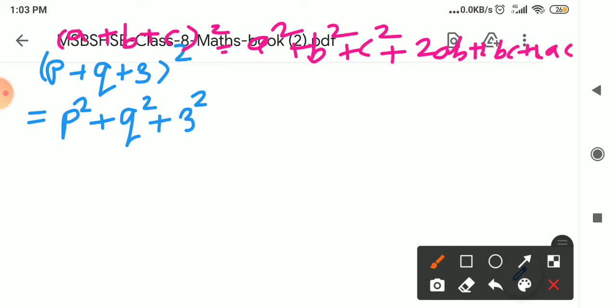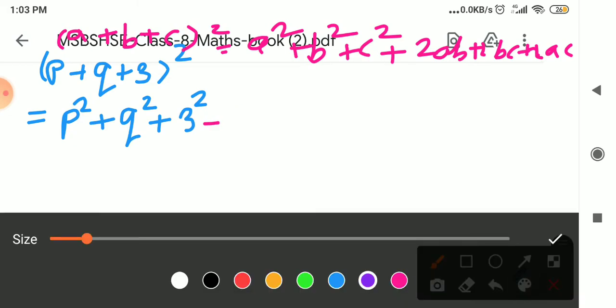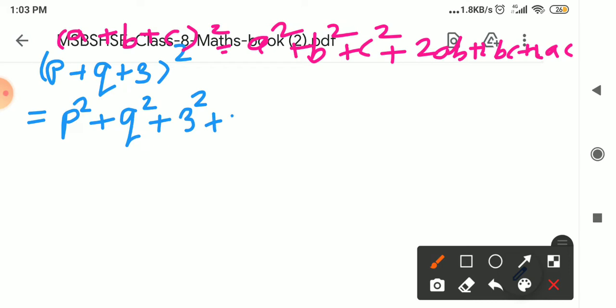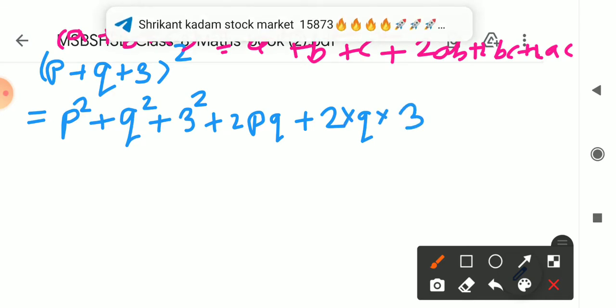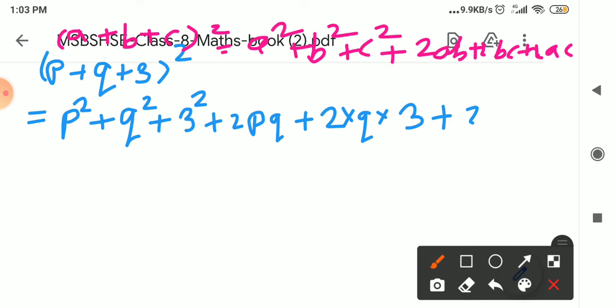Okay, so this we have written: A square plus B square plus C square means first term square plus second term square plus third term square. Now plus 2 into AB means first two terms multiplication. So 2 is the formula, inside 2 is there, and then plus 2A. A means what? P and B means Q, so 2PQ. Plus now 2BC. This is the formula, inside 2 is there. B means what? Q into 3. Okay, and plus 2AC. A means what? P and C is 3.